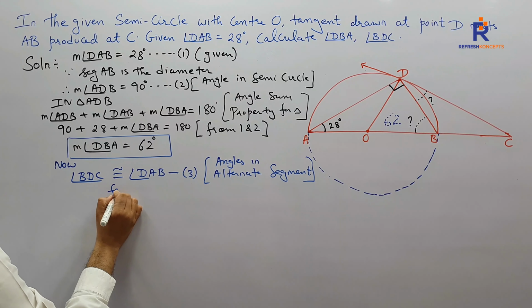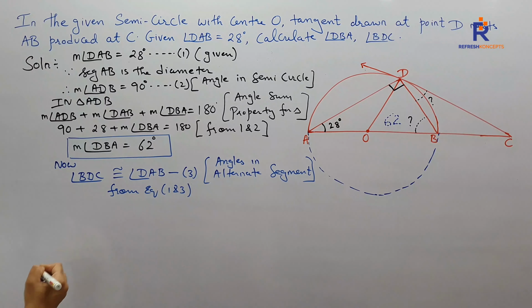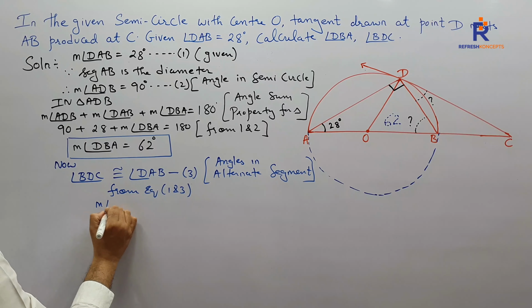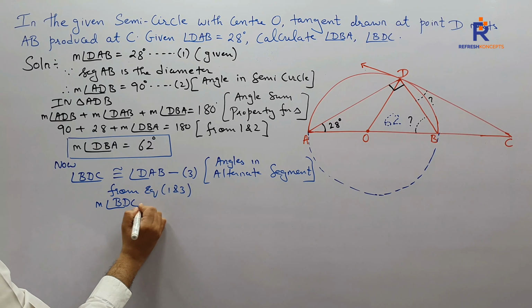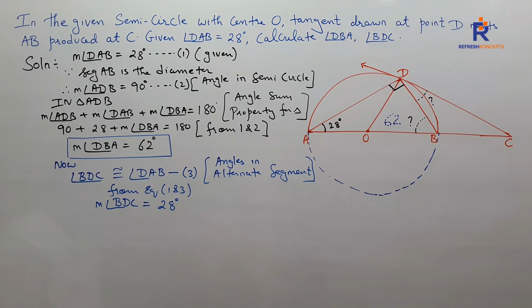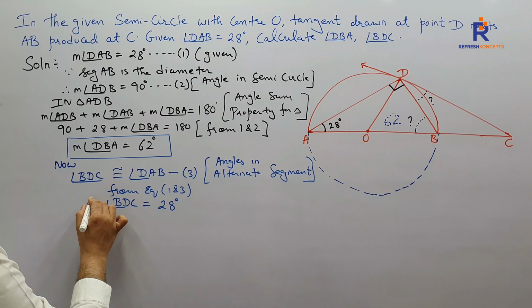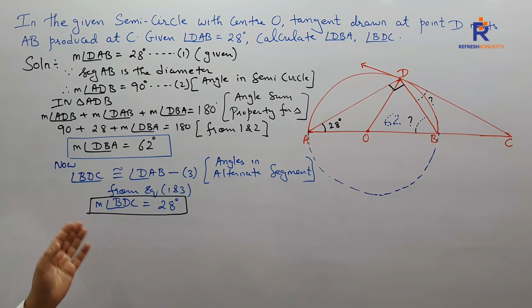So from equation 1 and 3, measure angle BDC works out to be 28 degrees. Our sum is done, mind you. We wanted to find out DBA, which is 62. We wanted to find out BDC, which is now 28. So we are done with our sum.